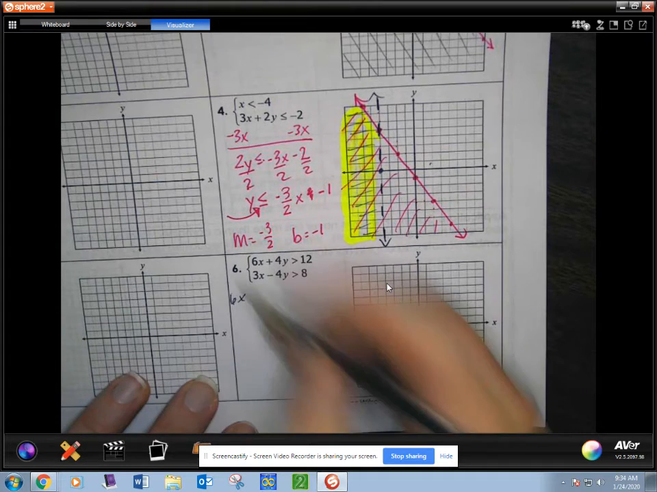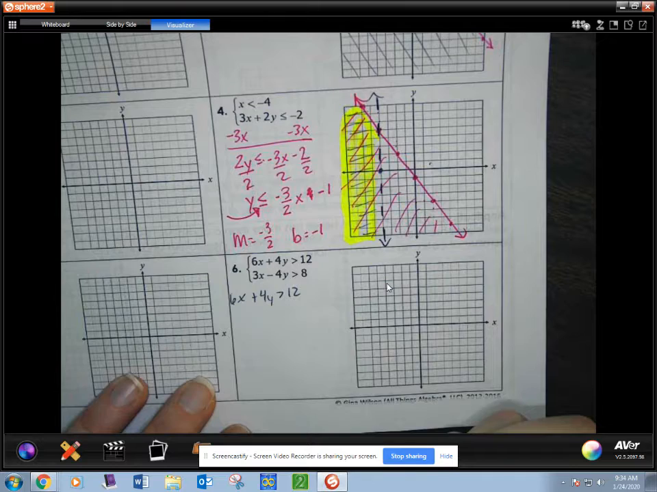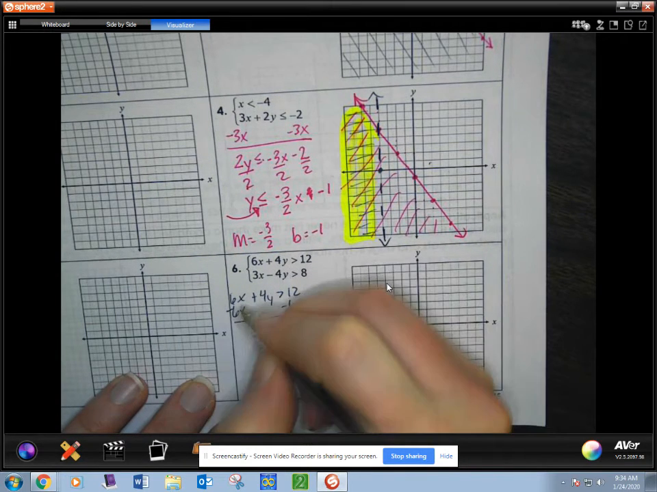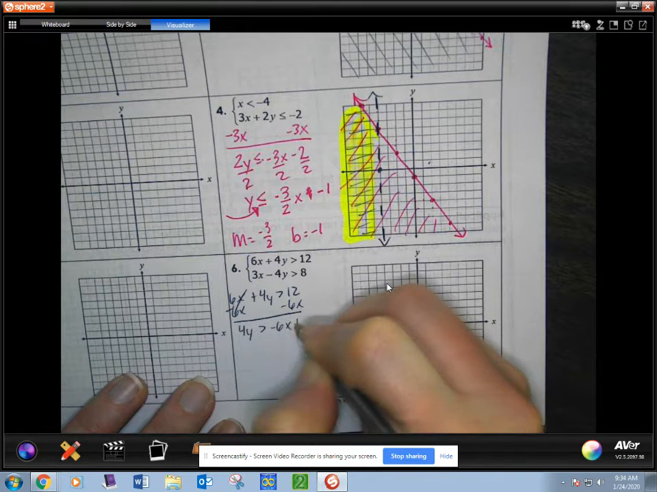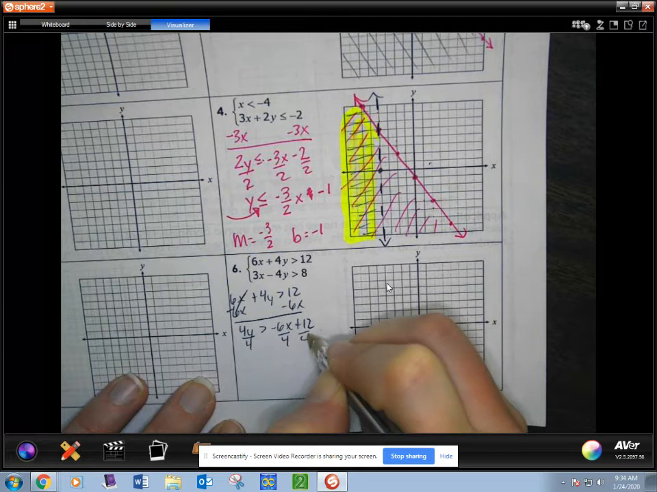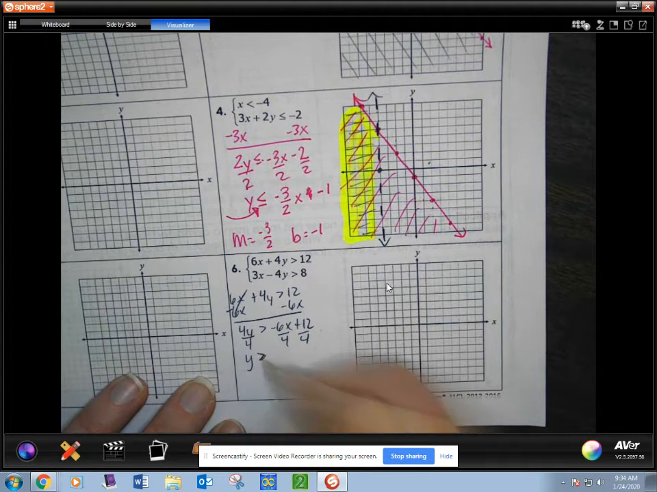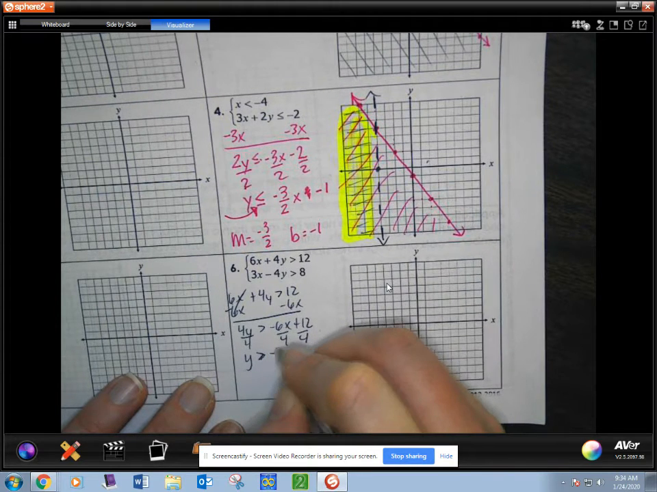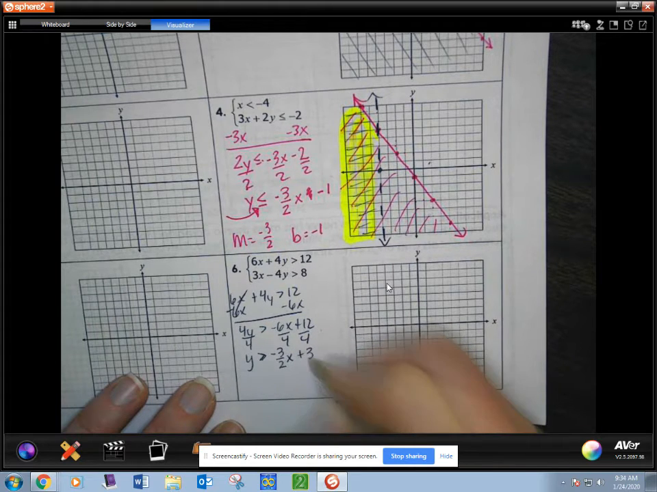Okay, so I'm going to bring down that first equation. And to get y by itself, we're going to move that x by changing the sign. That gives me 4y is greater than negative 6x plus 12. And then I divide by the number in front of y. Since I'm dividing by a positive 4, I'm going to keep the greater than. Negative 6 over 4 will simplify to negative 3 halves, keep x. And 12 over 4 will simplify to 3.